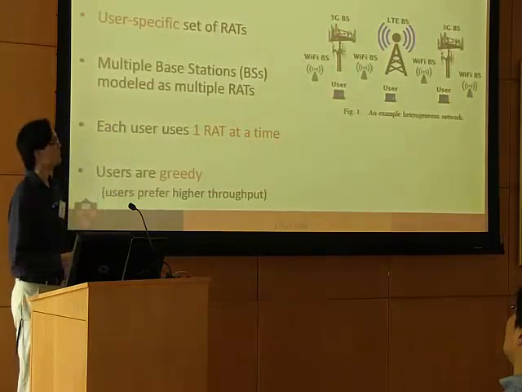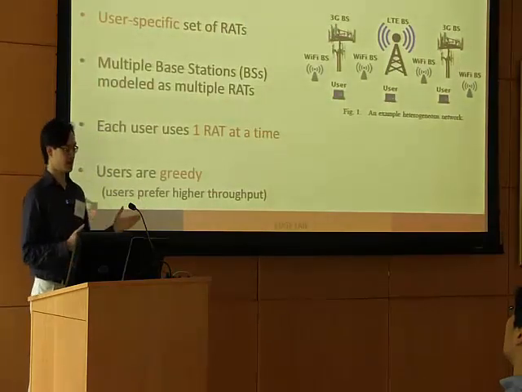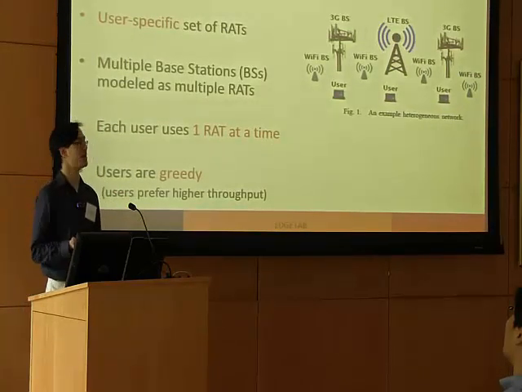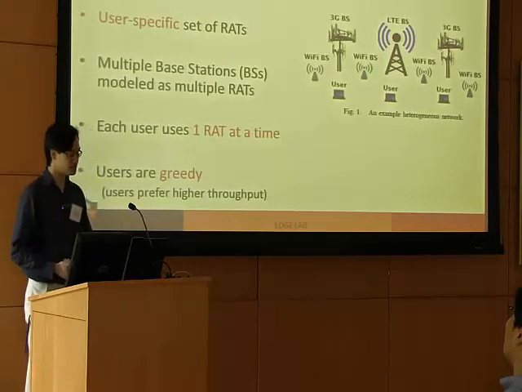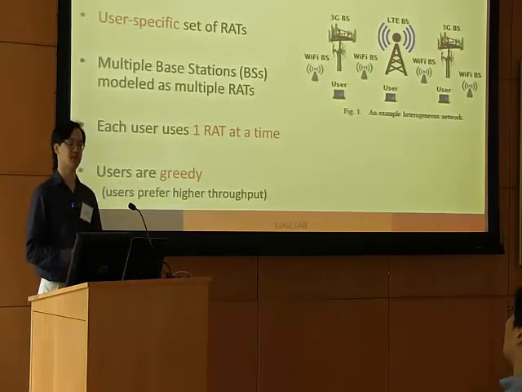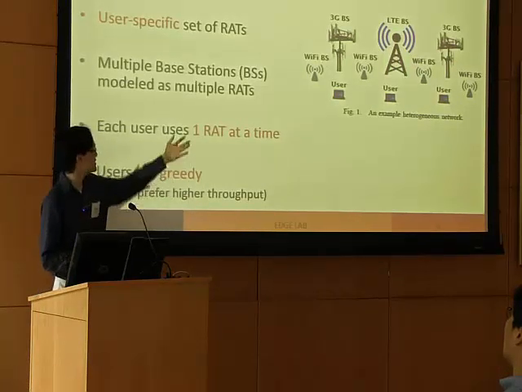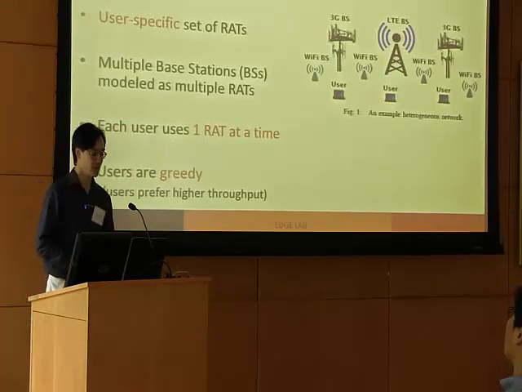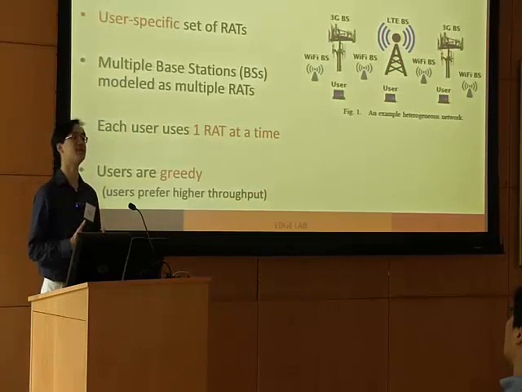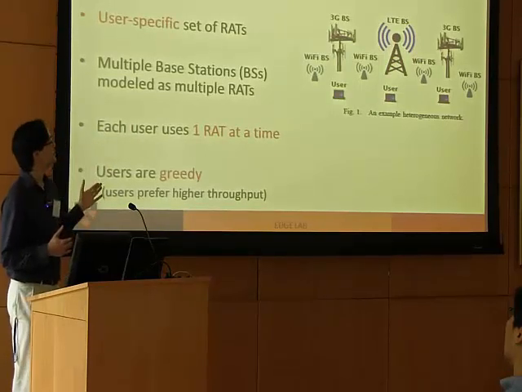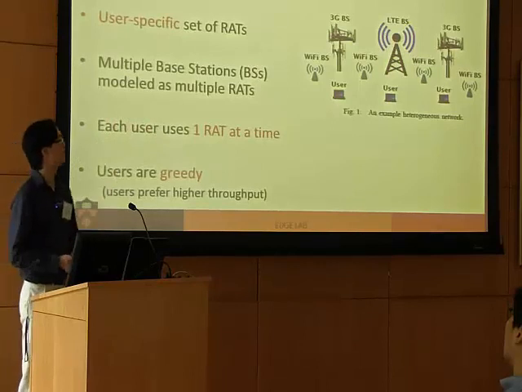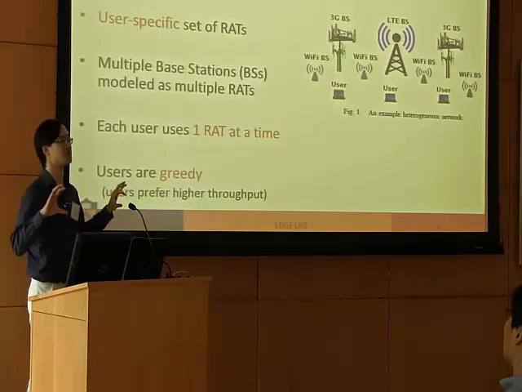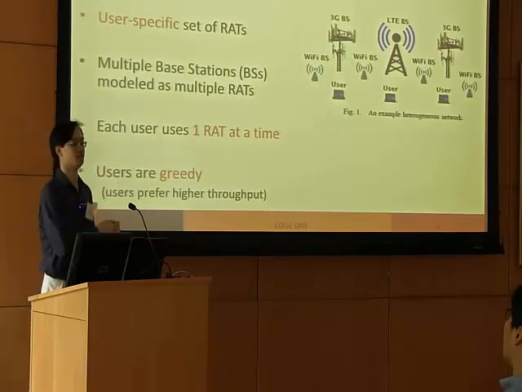So let's describe the network model we actually use in our work. So we assume there's a heterogeneous wireless environment where users have access to a wide variety of different access networks, such as Wi-Fi, 3G, and LTE. Each user has access to a user-specific set of rats. For example, one user can access, say, 2 Wi-Fis, while another could access Wi-Fi, 3G, and maybe an LTE base station. We also model multiple base stations as multiple rats. So for example, if both 3G base stations are run by, say, AT&T's cellular network, we model them as distinct base stations to explicitly model which base station a user connects to.